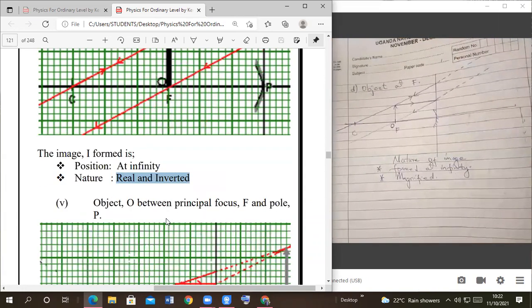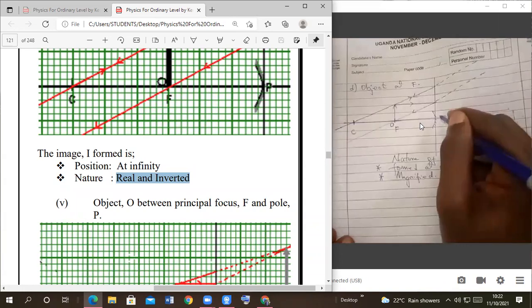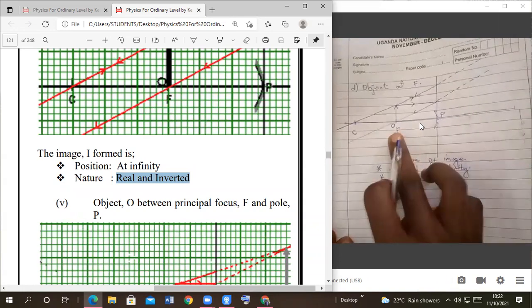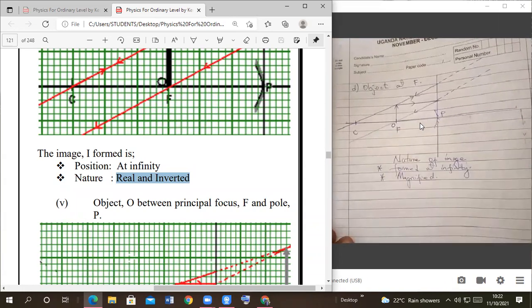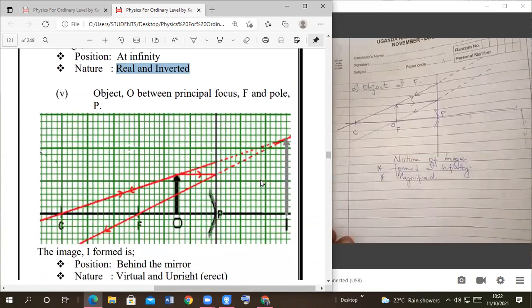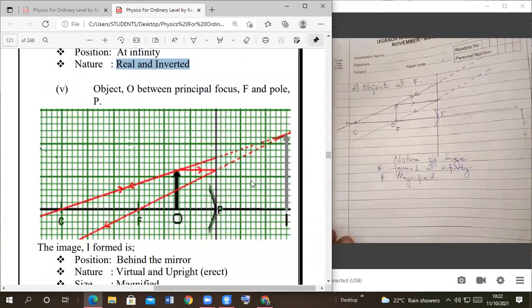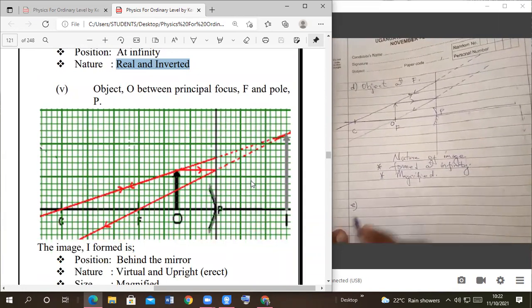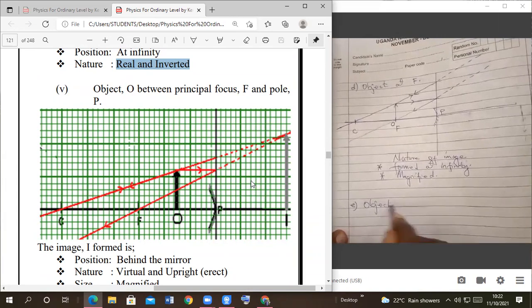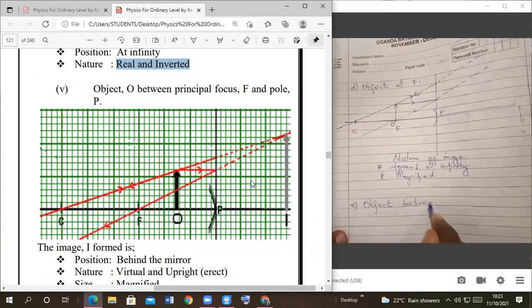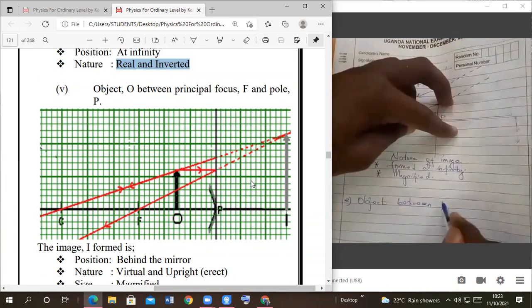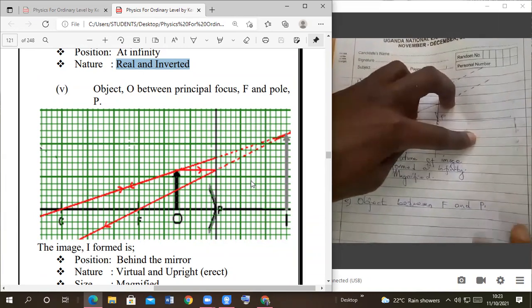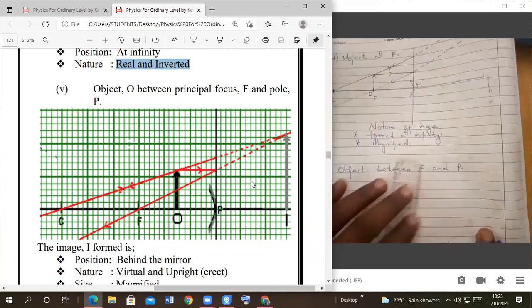Then the next one is: what if the object is between F and P? The pole of the mirror is here. We have 2 minutes remaining. Let's hurry. Object between F and P. Let's draw it very fast.